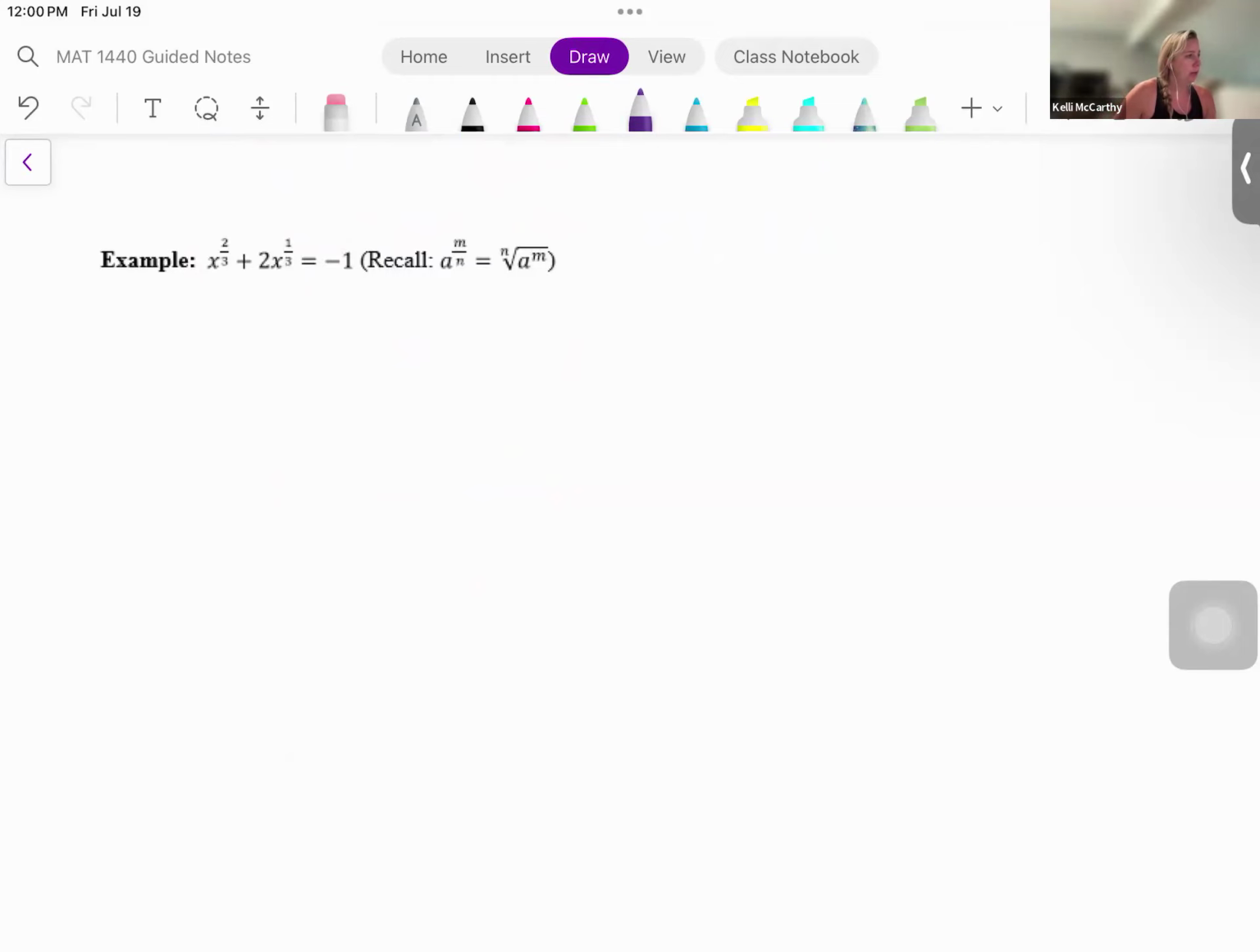Our next example is x to the 2/3 power plus 2 times x to the 1/3 power equals -1. Here we're recalling the relationship between rational exponents and radicals, so we're going to use this property. There's another property we could have used. We could have just used the power rule of exponents. So x to the 2/3 is the same as the cube root of x being squared, plus x to the 1/3, which is the cube root of x, equals -1.